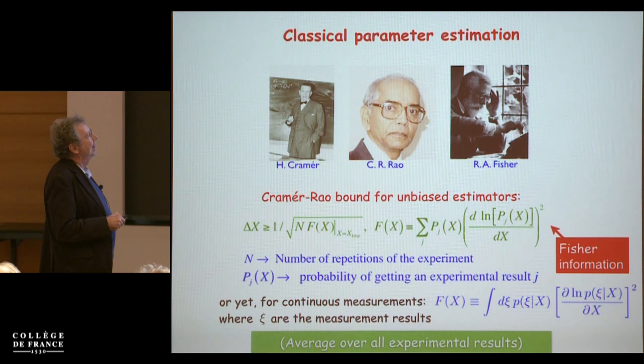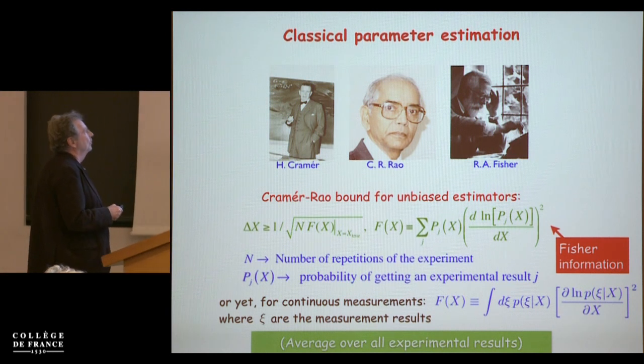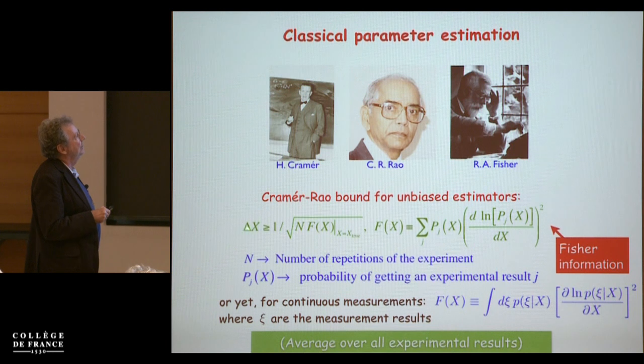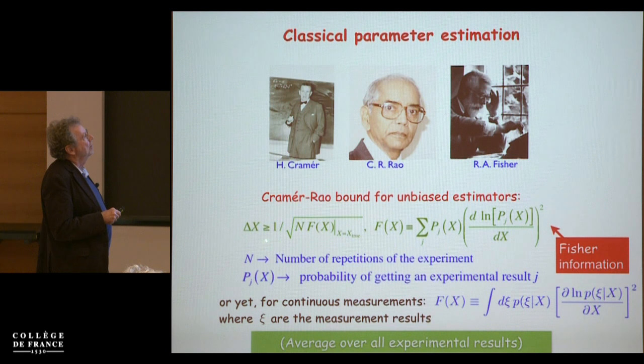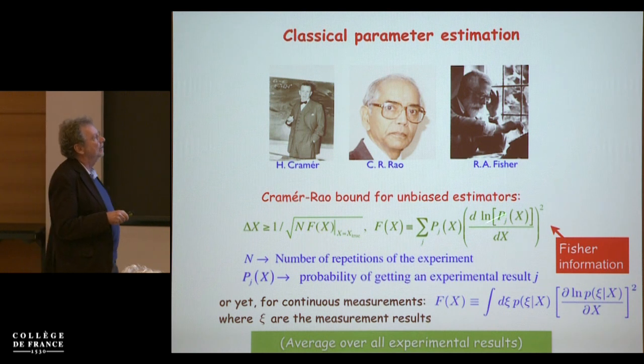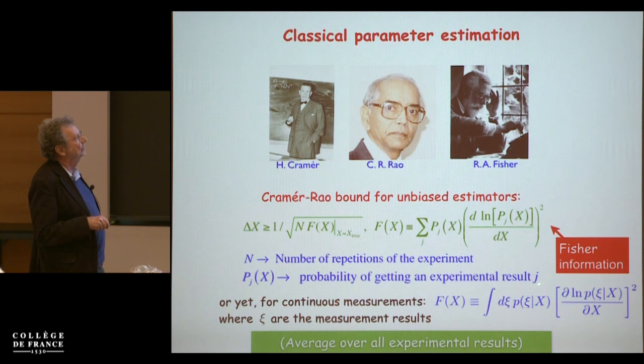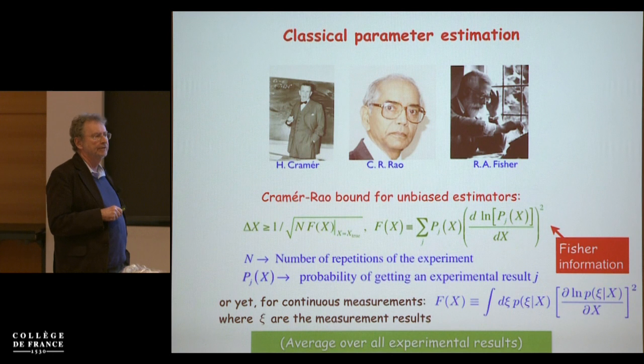And Kramer and Rao derived an interesting bound for unbiased estimators. They showed, and we are going to show that here, that the standard deviation in the measurement of x is bounded below by this expression here, where n is the number of repetitions of the experiment, and f(x) is this function here, which is called Fisher information, while this p_j(x) is just the probability of getting an experimental result j for a value of the parameter equal to x.